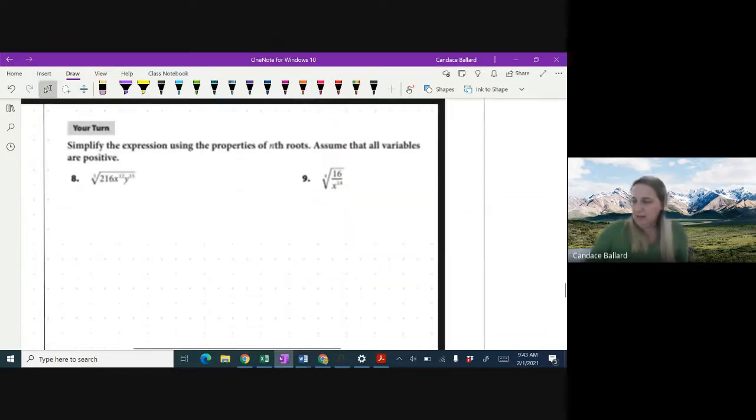Okay, let's look at a couple more of these. They get a little bit uglier. Let's see what we can do with them. Well, actually, the first one doesn't get uglier. The second one does. So the first thing I'm looking for is, this is a cube root. It is the cube root of 216 x to the 12th y to the 15th.